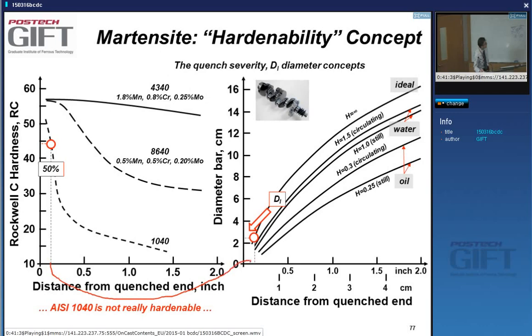So now I use this data. This point here is the same as this point. Say I quench with even an ideal quench, you can see that the diameter will be less than 2 centimeters, or even much less if I do very moderate quenching with oil. So there are many products I will not be able to make with this steel, because I will never have enough hardness in the bar. So 1040 is not a hardenable steel, and you will never see anything being made with this steel.